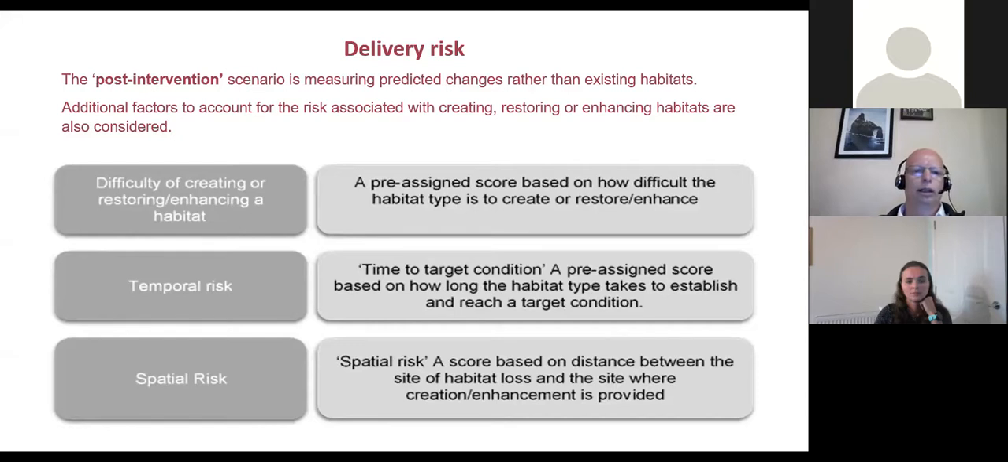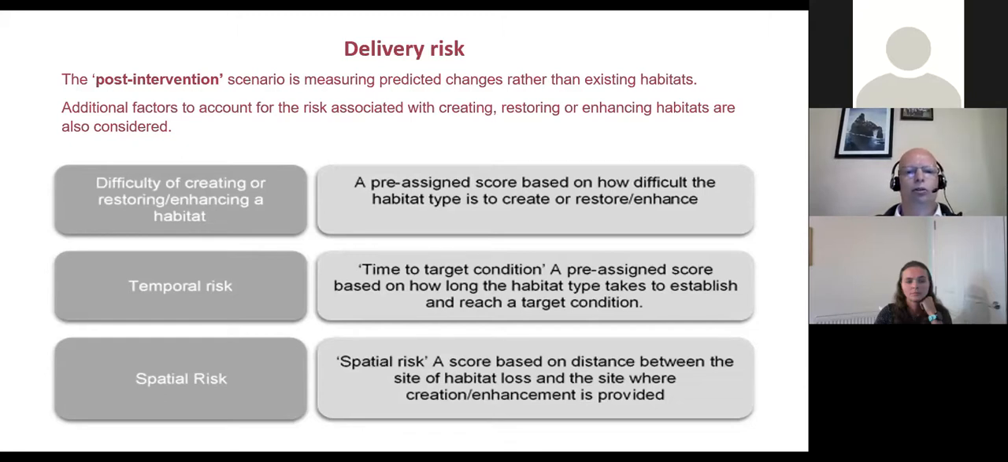Similarly with the temporal risk, that builds in the fact that a habitat might be lost today, but it might take 5, 10 or 15 years to get to the target condition. So the temporal risk multiplier factors into the metric and reduces the scores slightly to account for the fact that the habitat won't be as valuable until it's reached that condition over time.